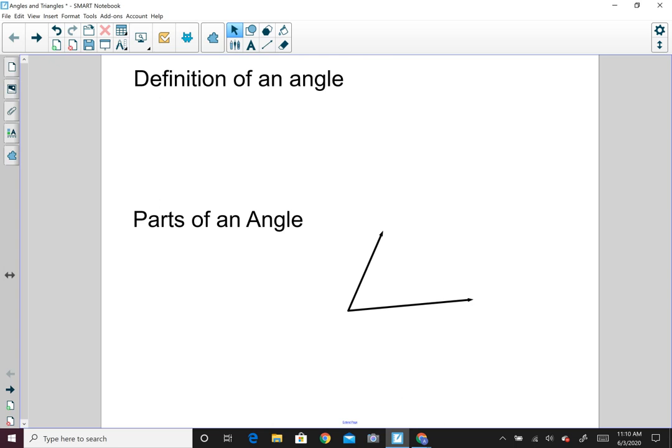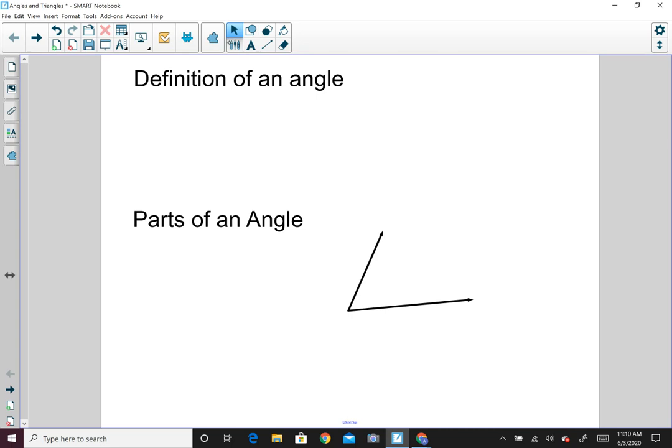Okay, our goal for today's lesson is that we're going to learn how to use relationships of angles to write and solve equations to find the measures of missing angles. So, angle measurements using equations. Let's start with what the definition of an angle is.